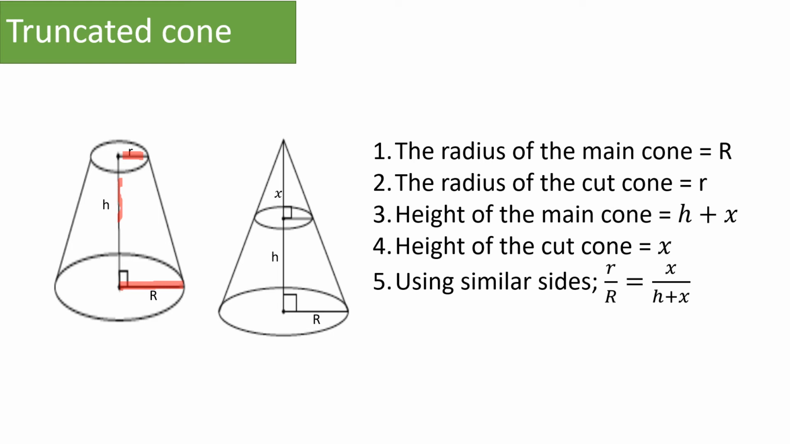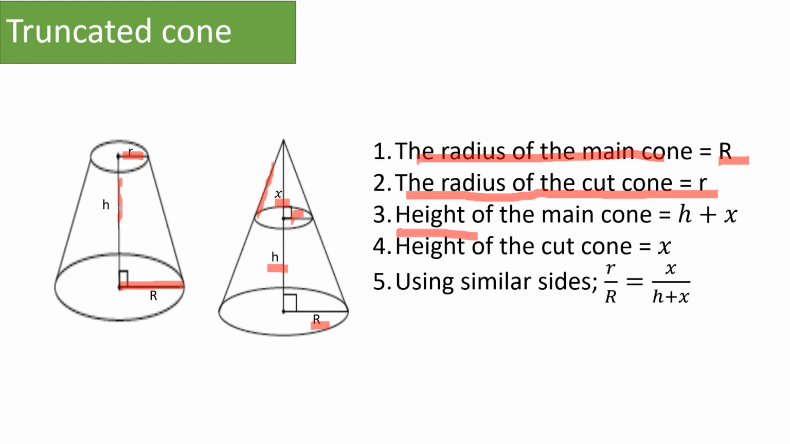So when we get a question like this, we need to continue from the full cone so that we get a clear picture. So x represents the height of the cone cut off, and small r is the radius of the cone cut off. Then h is there, and the big R is there. The radius of the main cone is big R, then the radius of the cut cone is small r.